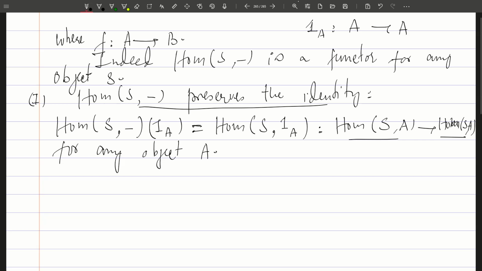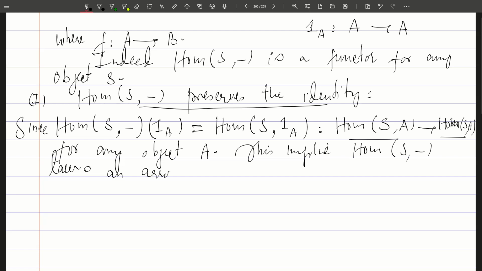So one should write here, since Hom(S, -) evaluated on 1_A is like this for any object A. So this implies this Hom(S, -) takes an arrow, say f, from S to A. So this is an arrow.